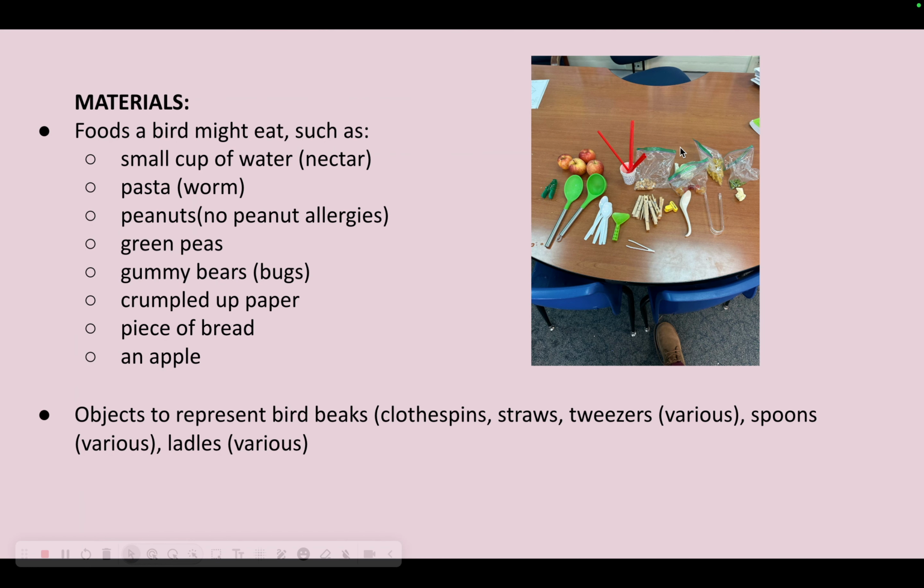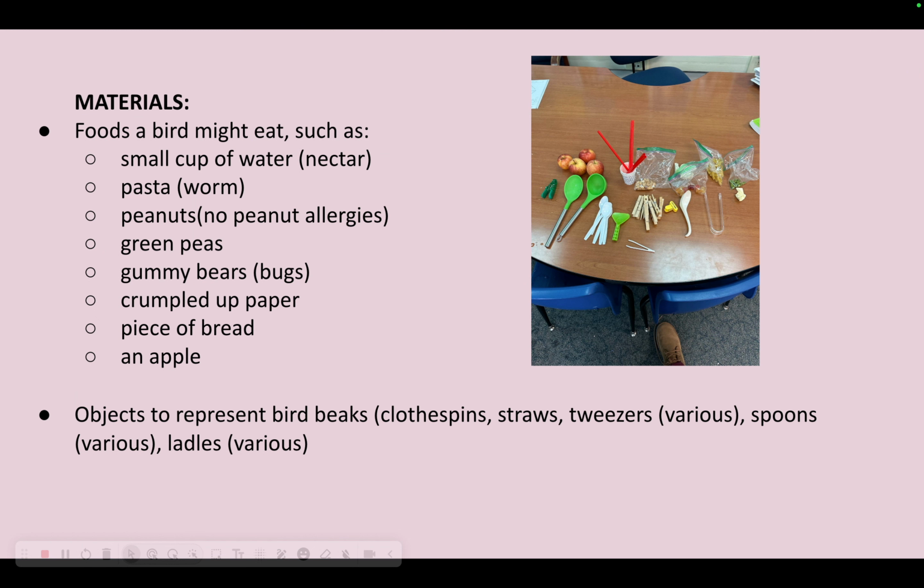So I took a picture of the materials that I passed out to the different tables. I have 5 tables in my room. Each table got a different kind of spoon or a few different types of spoons. Each table got a clothespin. Some got tweezers or some sort of a clip. I gave straws to represent a hummingbird type beak. All of those different tools, the spoons and the clips and the tweezers, represented the bird beaks.